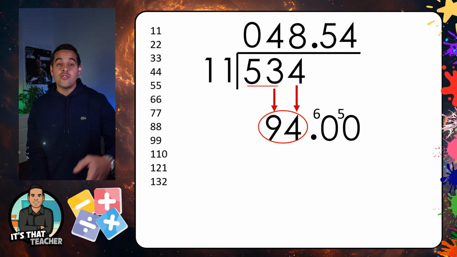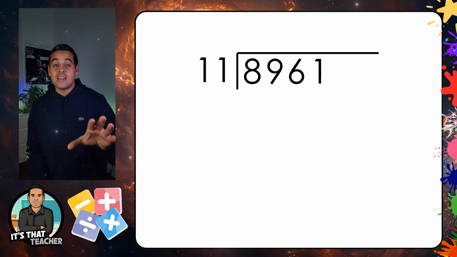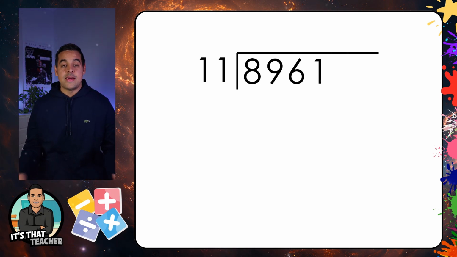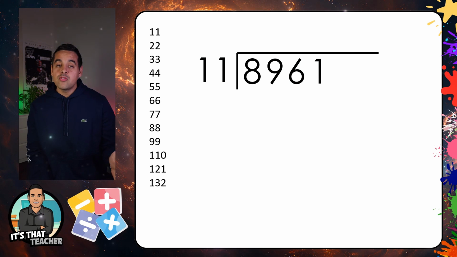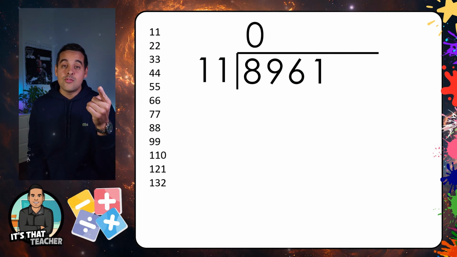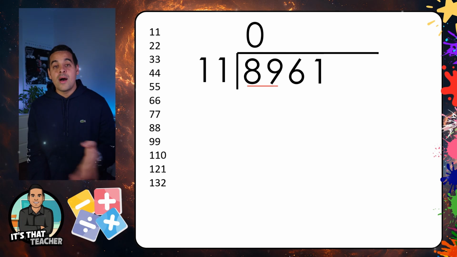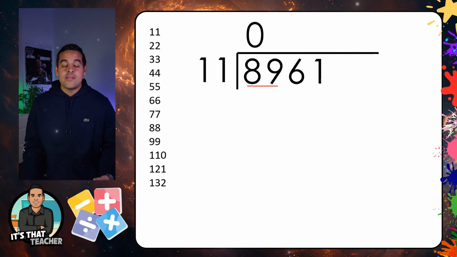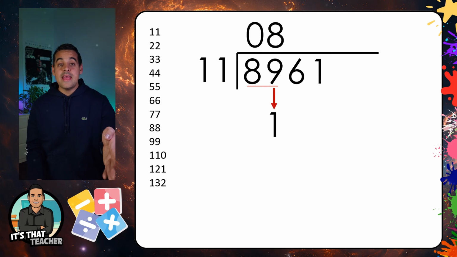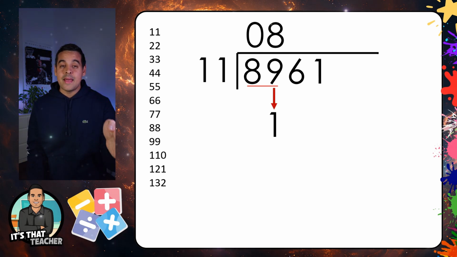So we're going to move on to the next question, which involves 11s again, but with a 4-digit dividend. Now, write the multiples down the side and just simply go through it. How many 11s can fit into 8? That would be 0. Combine the next two numbers. How many 11s can fit evenly into 89? That would be 8. Remainder 1, bringing your remainders down.